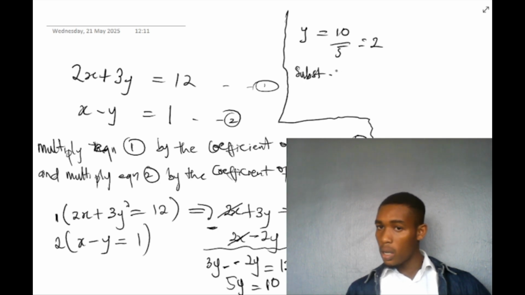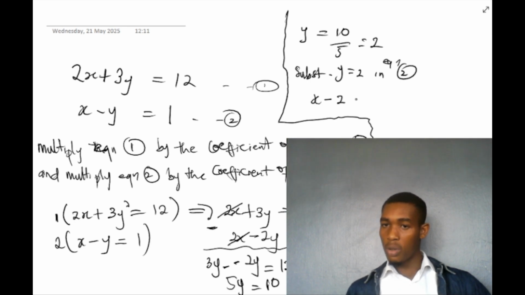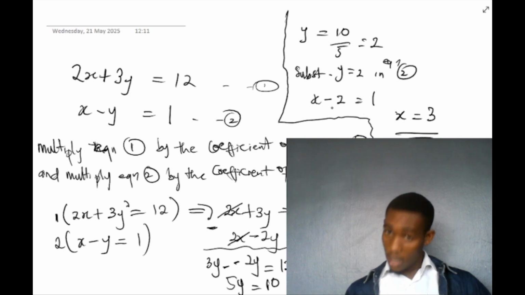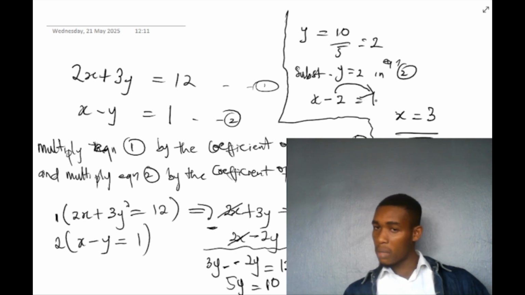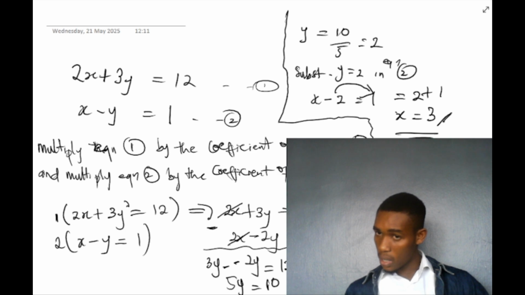The next step is to substitute y equal to 2 in any of the equations. Let's choose equation 2 because it looks easier. So we'll have x minus 2 equal to 1. That tells us that x is equal to 3. If you're wondering how x is equal to 3, you move this term from here to here. That's called collecting terms, and once you move across the equality sign, the sign changes. So we have 2 plus 1, and that gives us 3. That's how we came here.